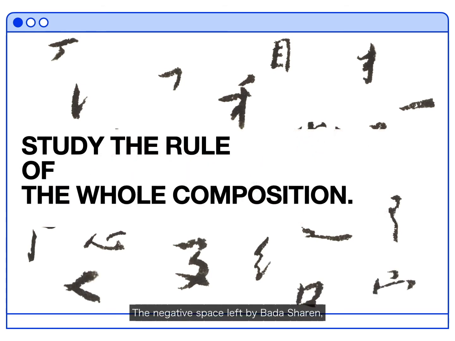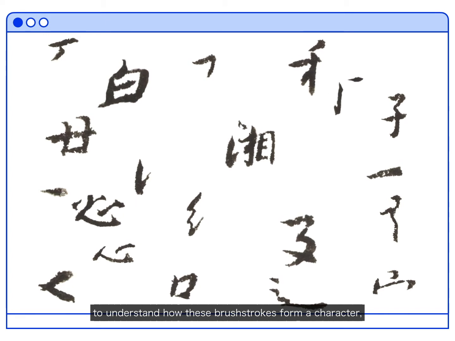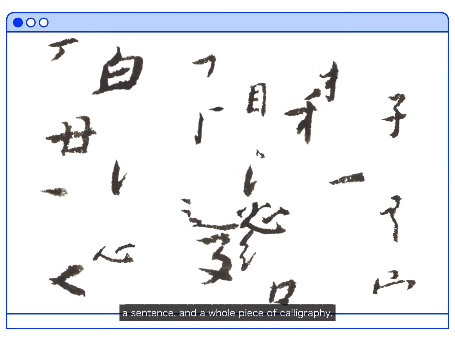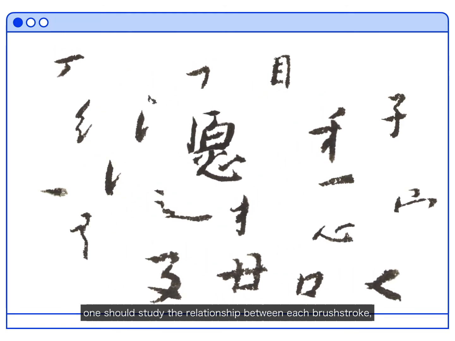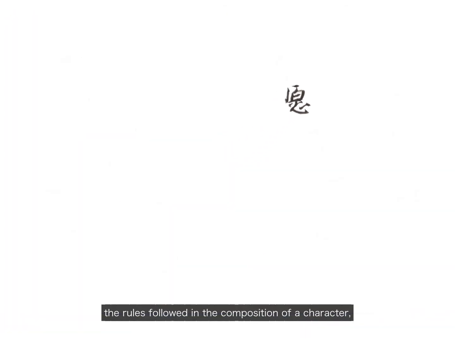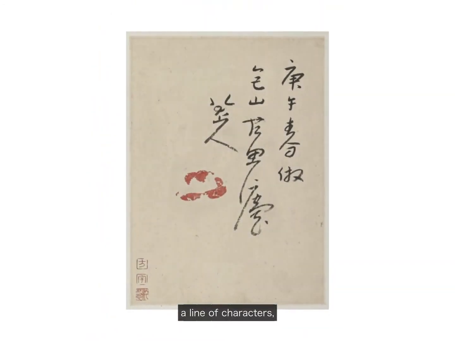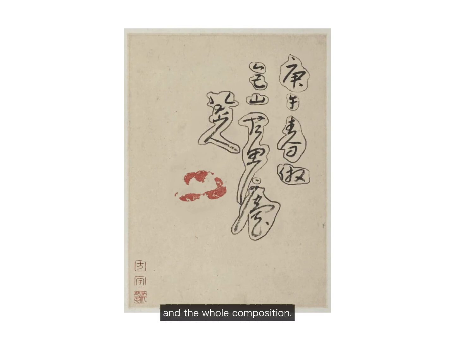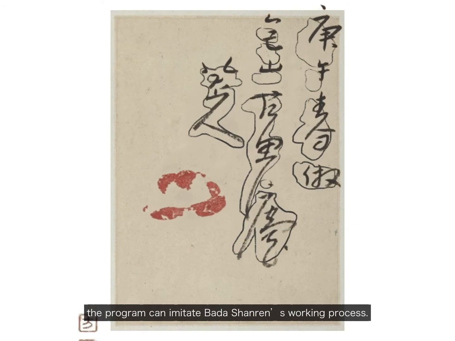The negative space left by Bada Shanren, as well as the placement of seals and signatures, follows certain methods of composition. According to Wang, to understand how these brushstrokes form a character, a sentence, and a whole piece of calligraphy, one should study the relationship between each brushstroke, the rules followed in the composition of a character, and the relationship between two characters, a line of characters, and the whole composition. After these analyses, a program can imitate Bada Shanren's working process.